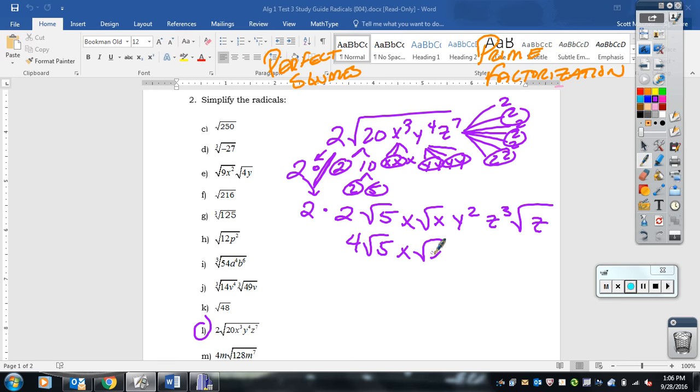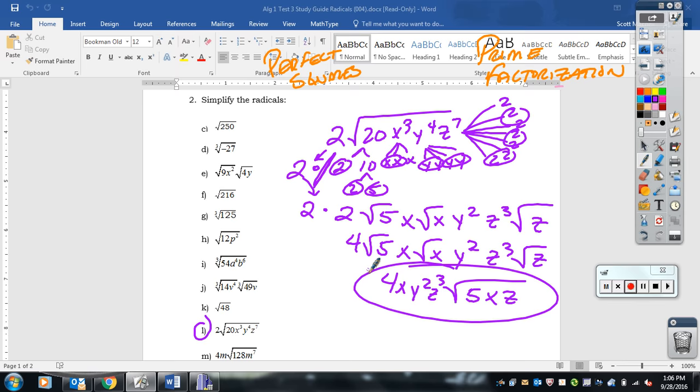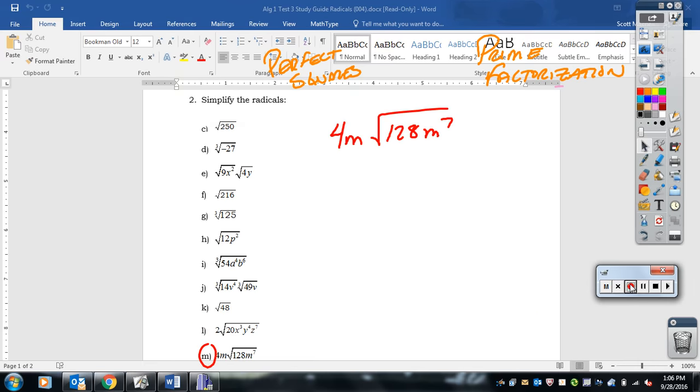This is 4 rad 5, x rad x, y squared, z cubed rad z. All the radical stuff goes back together: rad 5xz. All the other stuff, 4xy squared z to the third power. Rad 5xz. You're essentially looking for pairs, which you're always looking for with all of these problems.